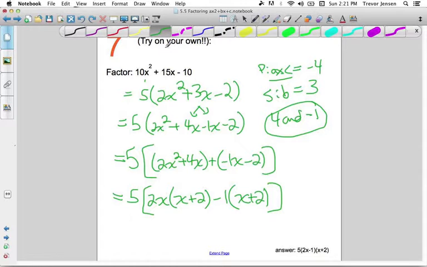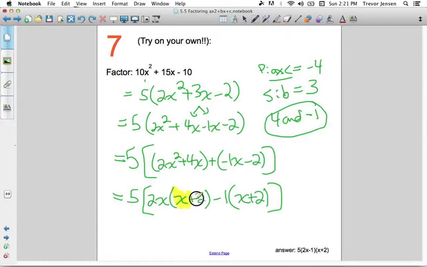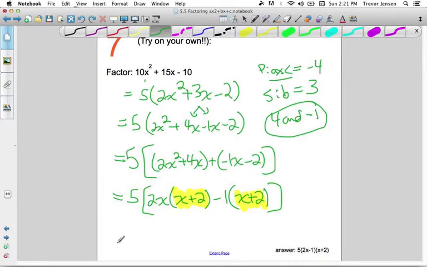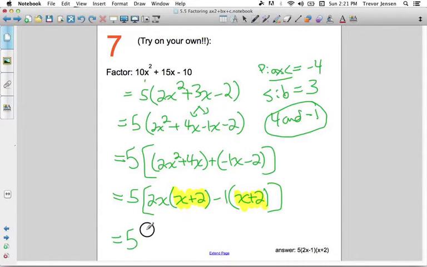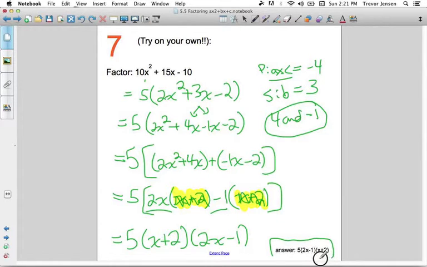So now you should see you have that common binomial once again. So you can common factor out that common binomial. And don't forget that 5 still has to stay out front, but common factor with that common binomial of x plus 2. After you do that, what you're left with is 2x minus 1 as your second factor. And that's how we got to this answer of 5 times 2x minus 1 times x plus 2.